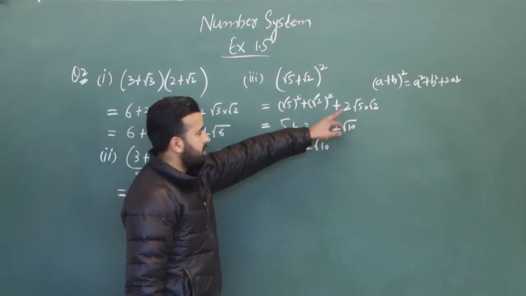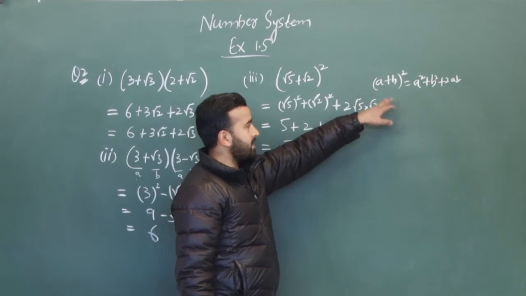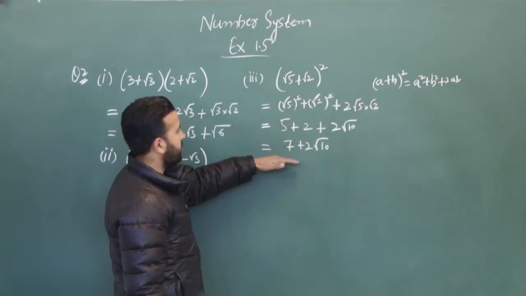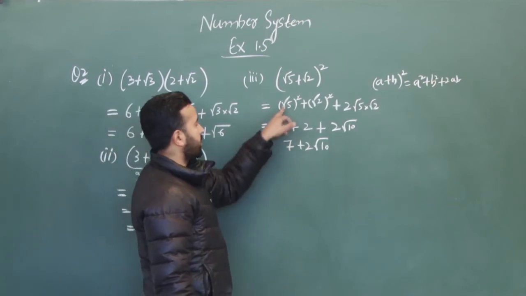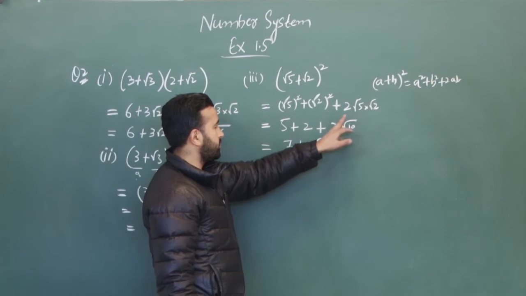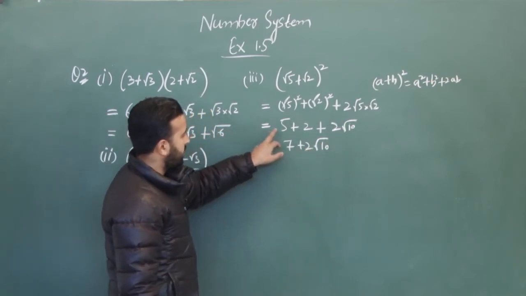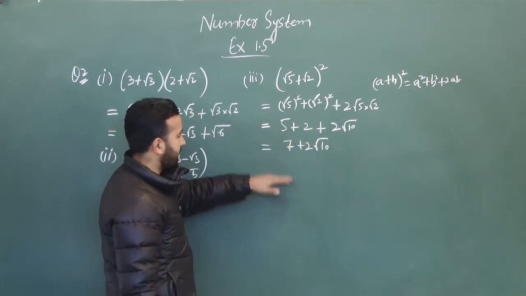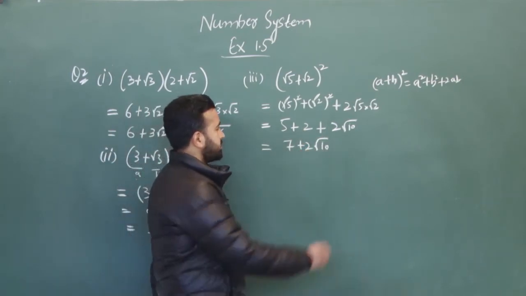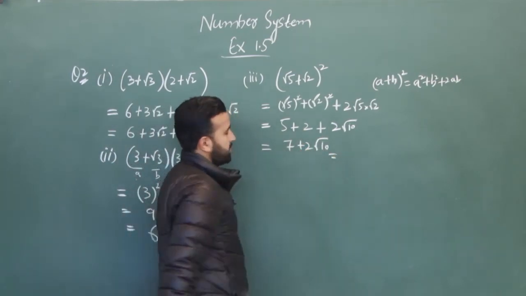We applied here the identity a plus b whole square. That is very simple now, as you can see. After performing this operation we got 5 here, 2, and then we have to add 2 root 10. Then after performing the addition operation in the next step, 5 plus 2 will be equal to 7 plus 2 root 10. This is the net result of this expression.